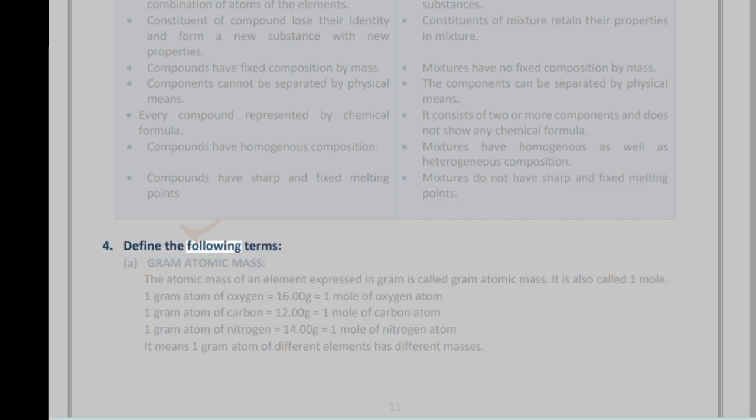4. Define the following terms. A. Gram atomic mass. The atomic mass of an element expressed in gram is called gram atomic mass. It is also called 1 mole. 1 gram atom of oxygen equals 16.00 g equals 1 mole of oxygen atoms. 1 gram atom of carbon equals 12.00 g equals 1 mole of carbon atoms. 1 gram atom of nitrogen equals 14.00 g equals 1 mole of nitrogen atoms. It means 1 gram atom of different elements has different masses.